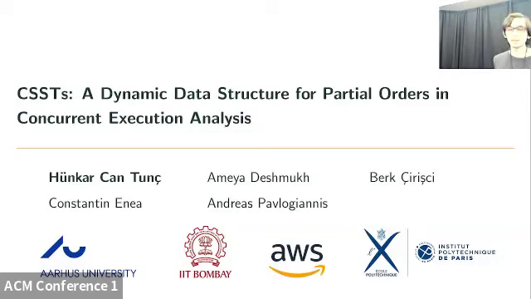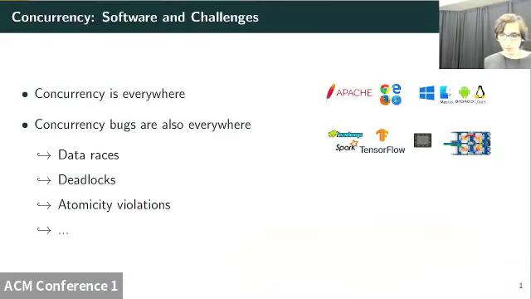In this talk, I will introduce CSSTs, which is a generic data structure that can be used in concurrent execution analysis. As we know, concurrency is hard and concurrency bugs are ubiquitous in practice. Bugs such as data races, deadlocks, and dependency violations manifest very commonly.